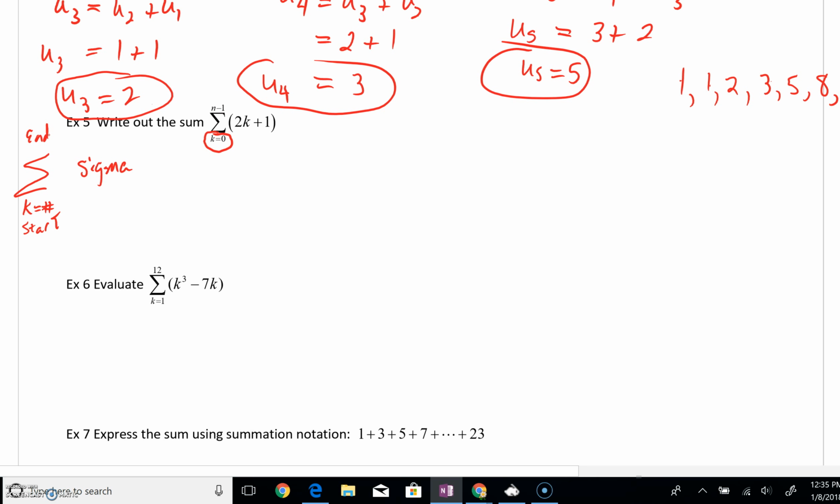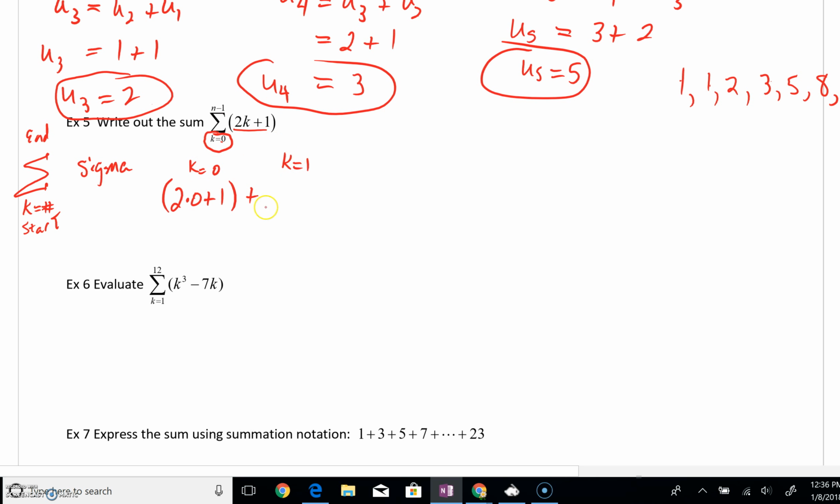Now, the sigma means add. So what this really means is plugging a 0 into the formula 2k plus 1. So we'd have 2 times 0 plus 1. And this is like the Greek letter S to us, S for sum. Then we'd let k equal 1.